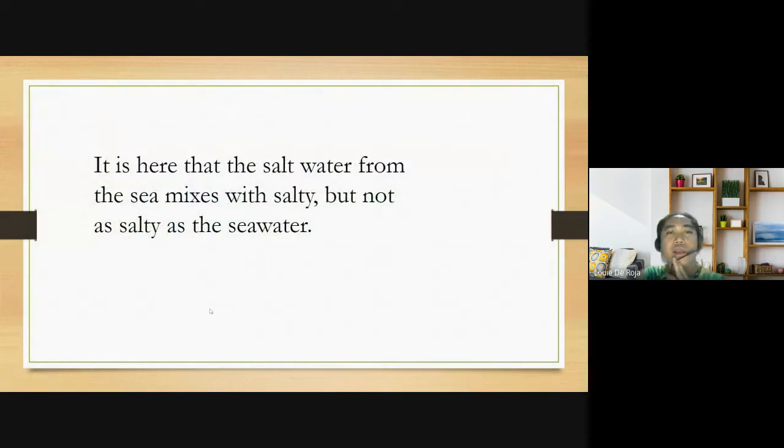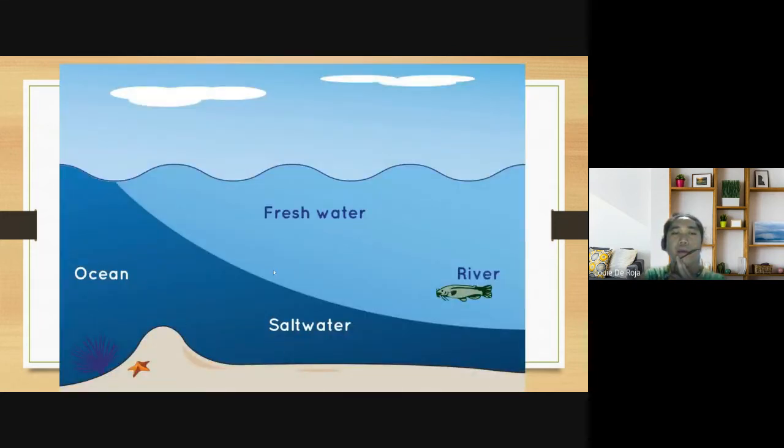So it is here that the salt water from the sea mixes with fresh water, salty but not as salty as the seawater. So yung mixture po ng fresh water and salt water ay ito, yan. So dito nagmi-mix yan. Tinatawag natin siyang brackish water. Bakit brackish? Kasi may mixture po siya ng fresh water at salt water.